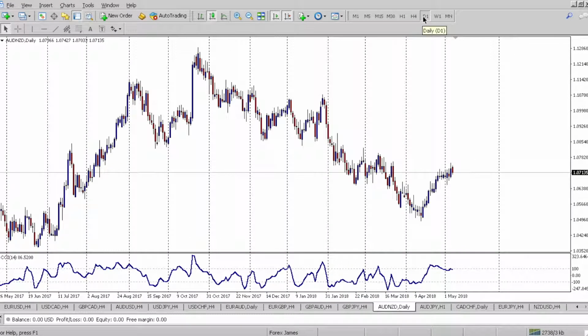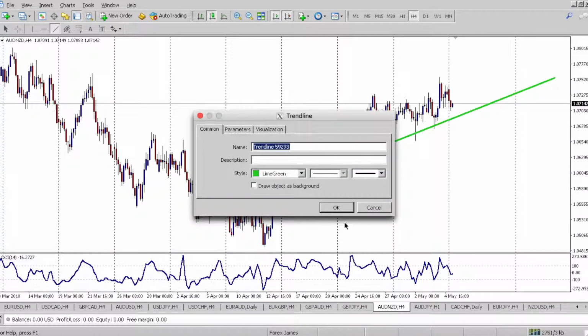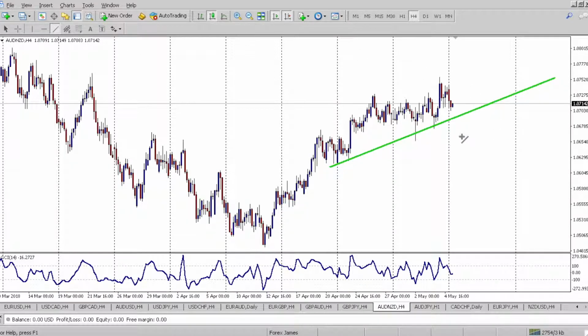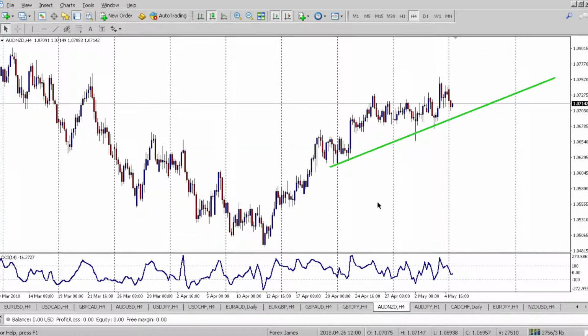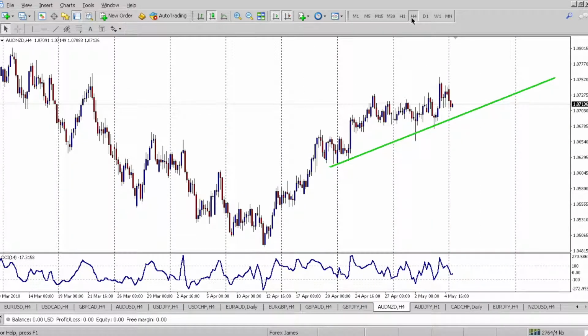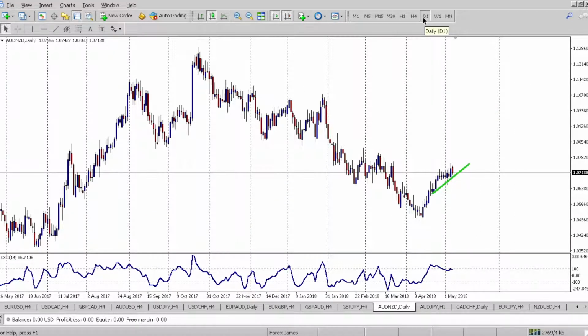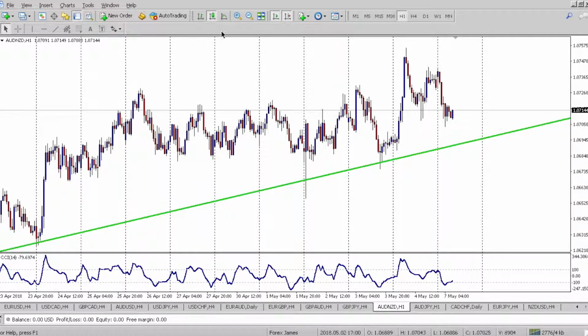Aussie Kiwi. My bet is still to the upside here. Okay, so I'll just draw this here. Yeah, still to the upside. I'll wait for maybe a pullback to enter.